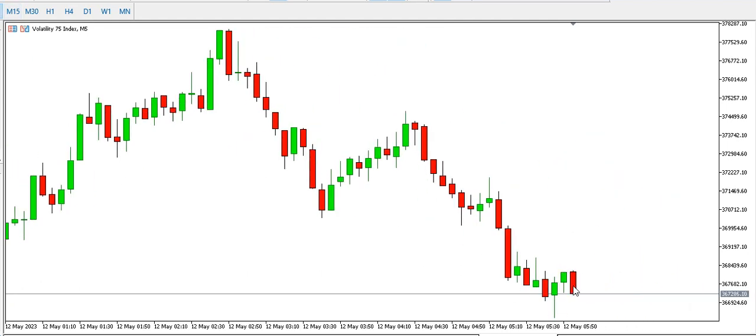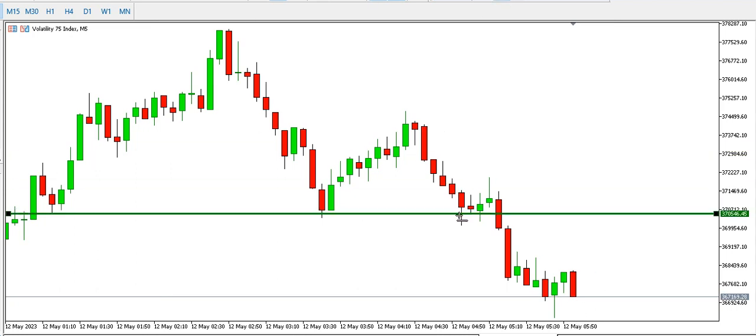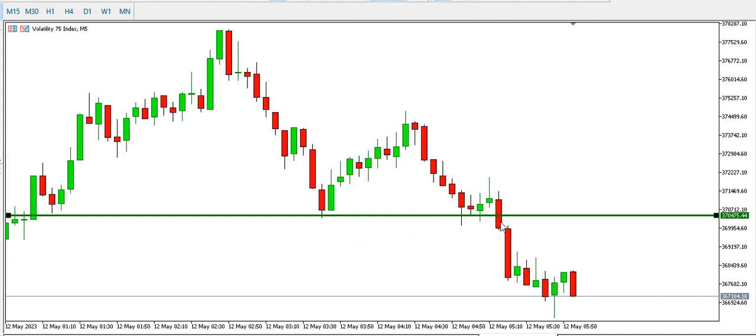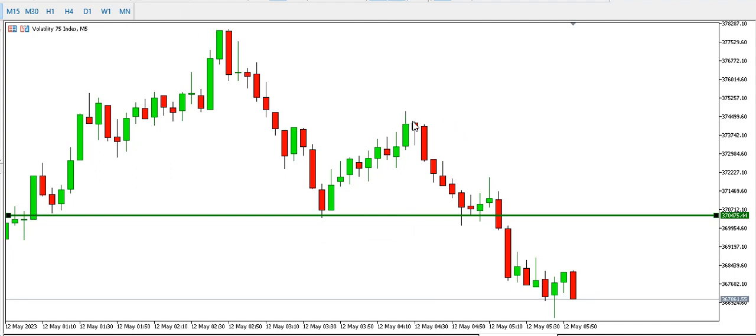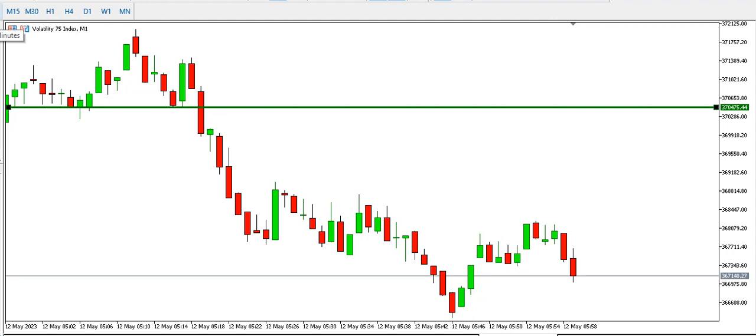Look at this candle going down, going down. Just look for selling opportunities. Structure was broken around here. We have this high, lower high, lower high. We're currently having a lower high, so it's going down. Just look for selling opportunities on V75 for now.